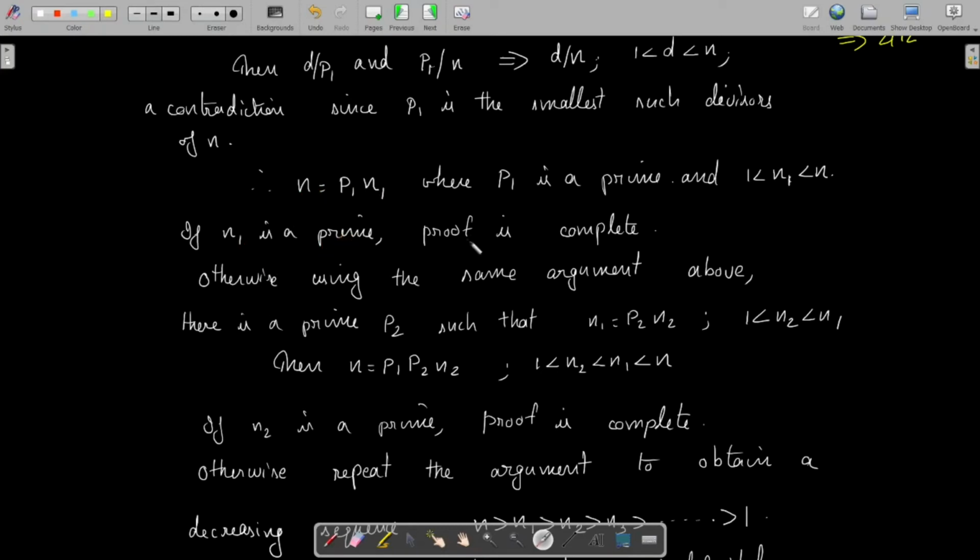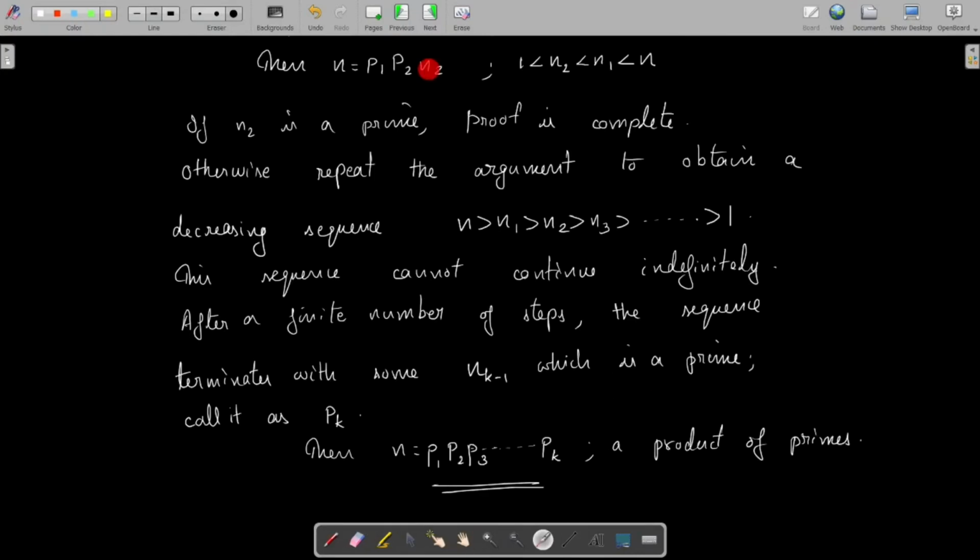If n1 is a prime, then the proof is complete because we get n as a product of two primes, p1 and n1. Otherwise, we can repeat the same argument. That is, if n1 is not a prime, then we can express n1 as p2 into n2, where p2 is a prime and n2 is an integer less than n1. Now we can write n as p1 into n1, that is, p1 into p2 into n2, where 1 less than n2 less than n1, and n1 is less than n, so 1 less than n2 less than n1 less than n.